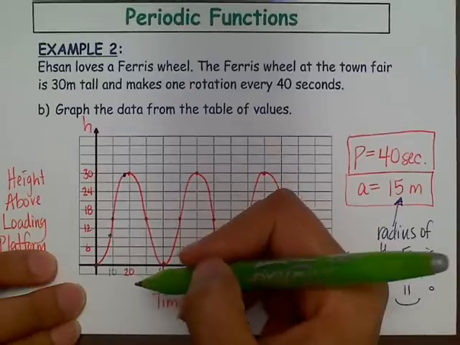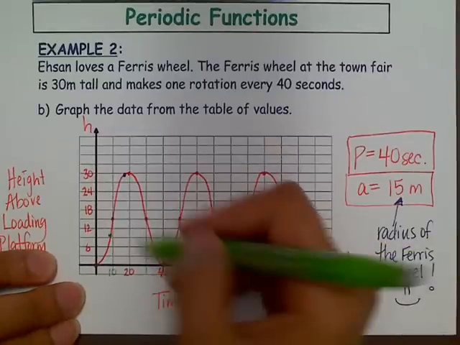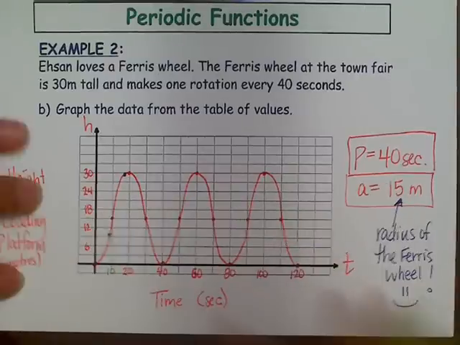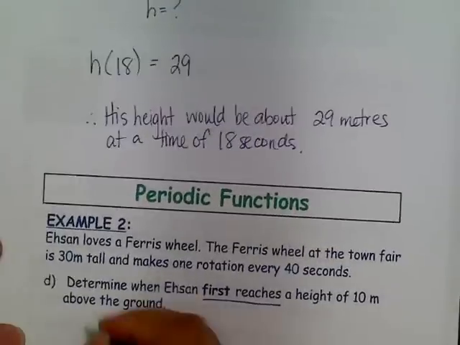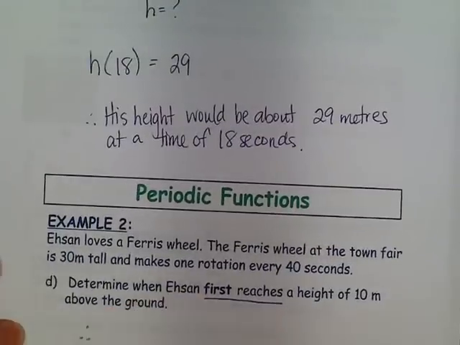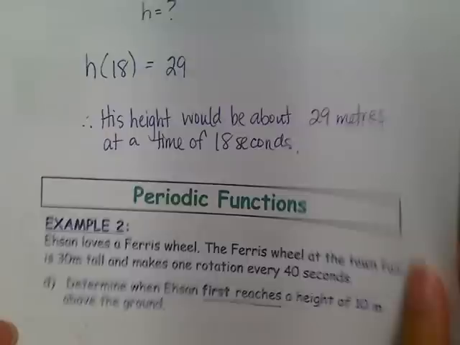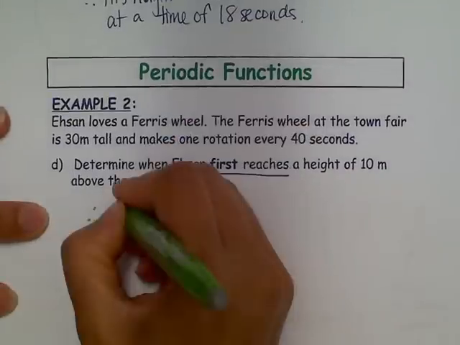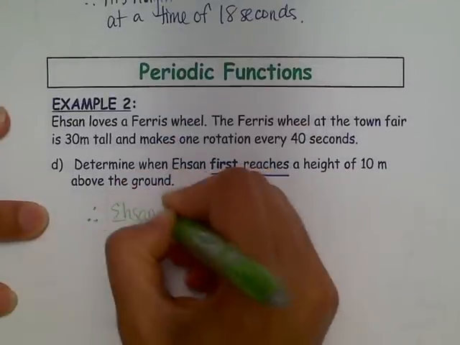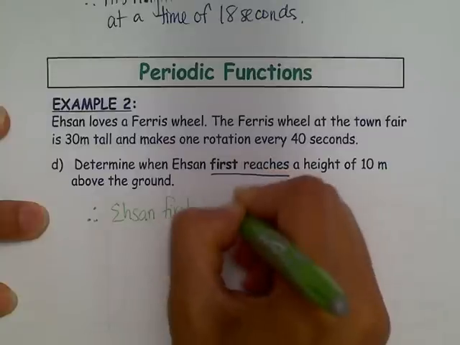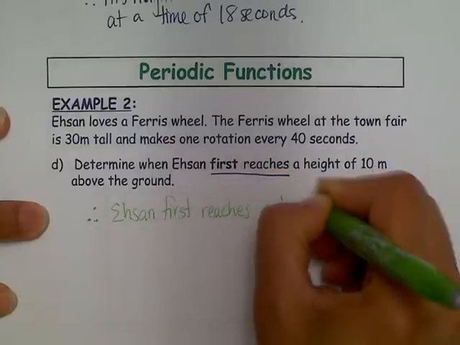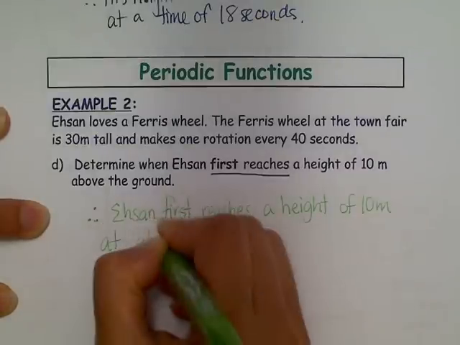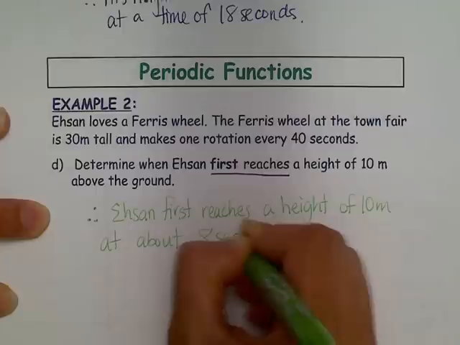So this is at 10 seconds. So just before the 10-second mark, he reaches a height of 10 meters. So I guess we can say at around 8 seconds. Okay, so therefore, Aeson first reaches a height of 10 meters at about 8 seconds.